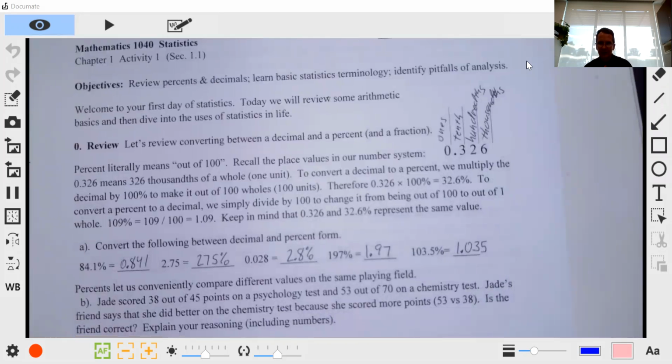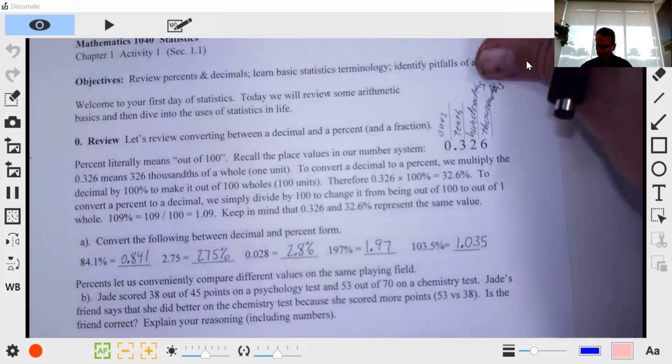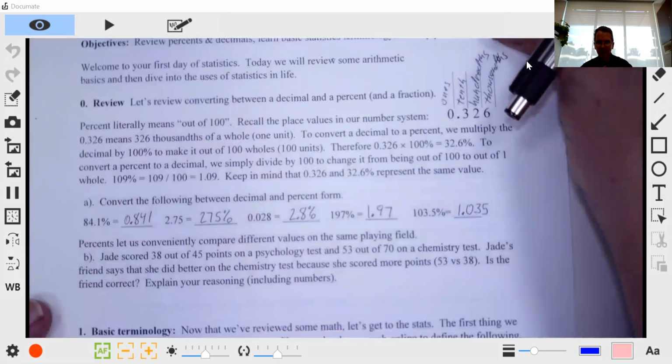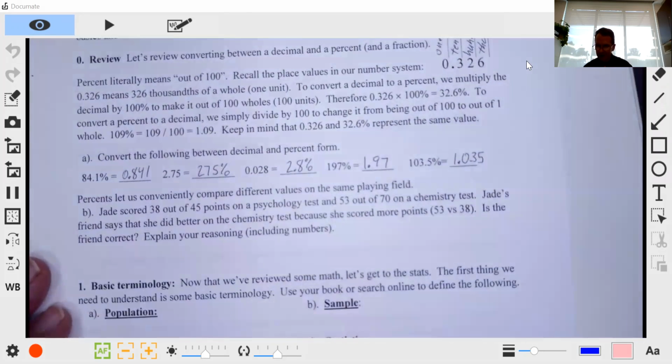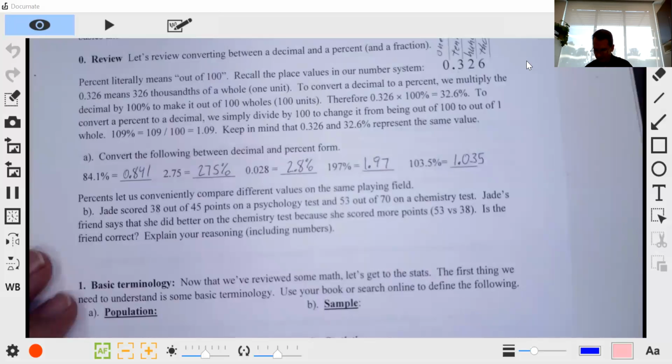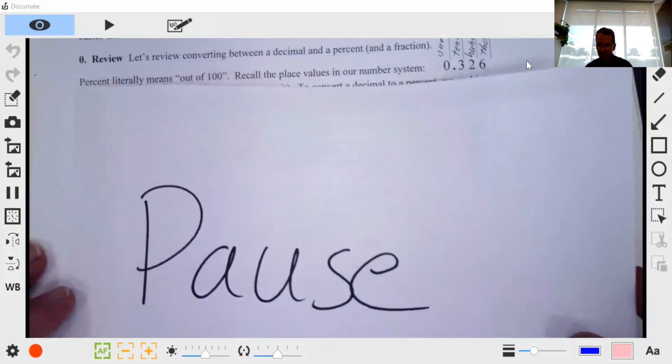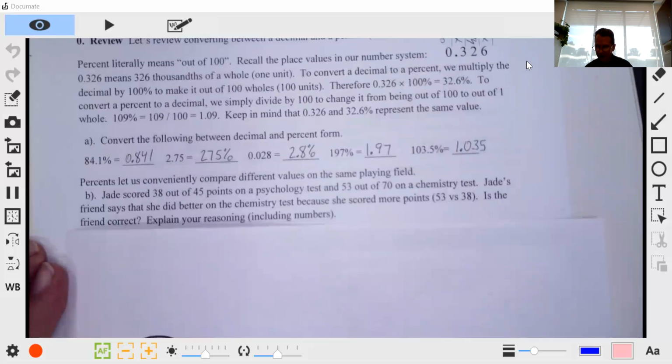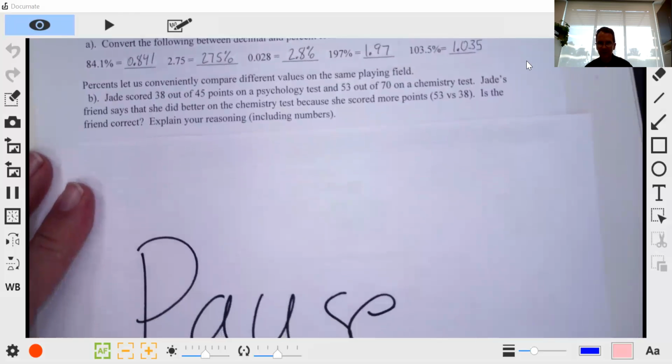Now, how do we use these decimals and percents and fractions? Well, let's take a look at a student-centered problem here, number B. Jade scored 38 out of 45 points on a psychology test and 53 out of 70 points on a chemistry test. Jade's friend said that she did better on the chemistry test because she scored more points, 58 versus 38. Sorry, 53 versus 38. Is the friend correct? Explain your reasoning, including numbers. So I'm going to pause the video, have you pause the video and work through that problem, and then see what you come up with in just a minute, okay?